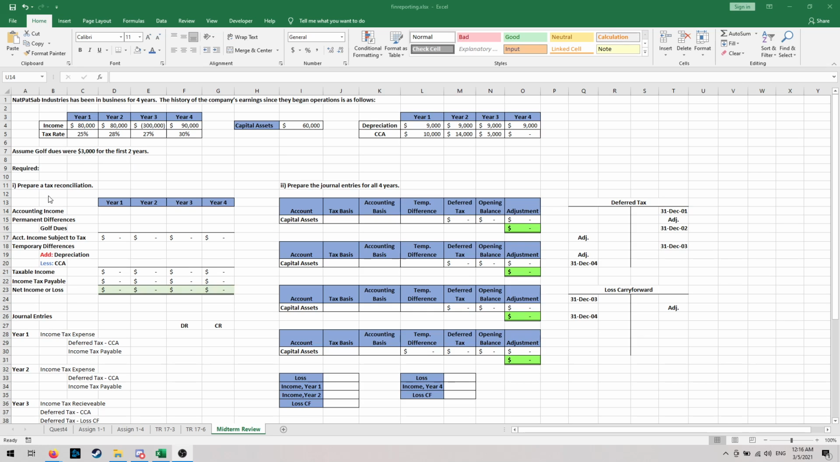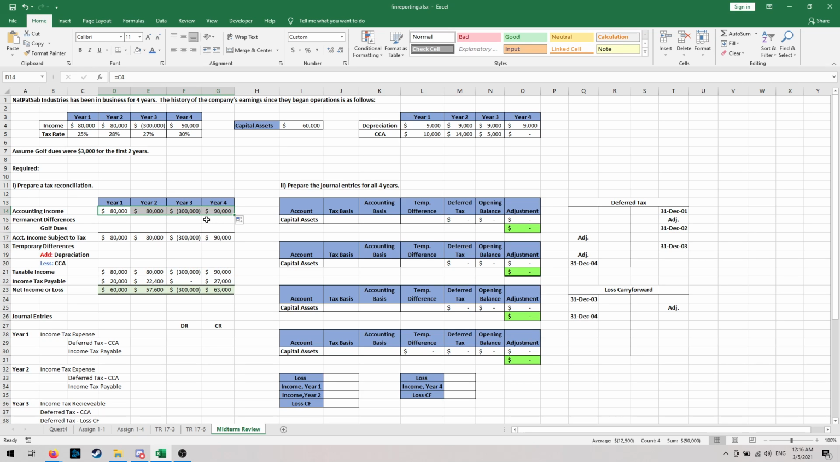We're asked to prepare a tax reconciliation, to prepare the journal entries for all 4 years, and then, further down, we're asked to make a balance sheet and an income statement. And I'm going to walk you through all of those and show you how to source these from the numbers you're given. So a tax reconciliation is really just a review of Chapter 16. It should be fairly simple to you, so I'm just going to go through it quickly.